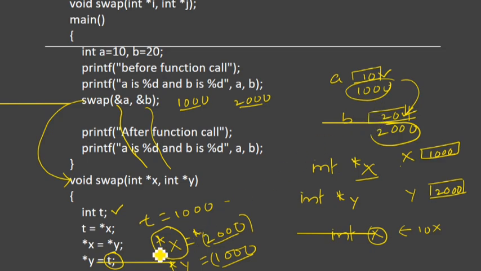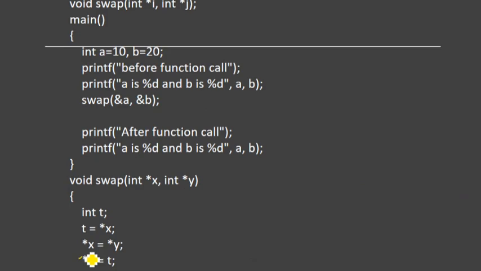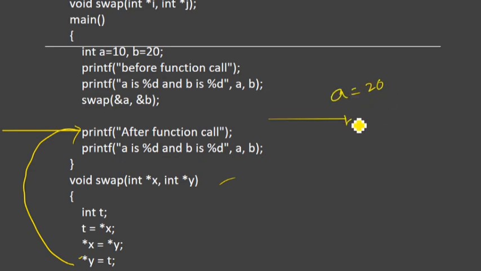Now, after this, the function comes back to here. After the function call, we print &a and &b. Now a is going to print 20 and b is going to print 10. So this is the output we are expecting. Here I am passing the addresses of the variables.